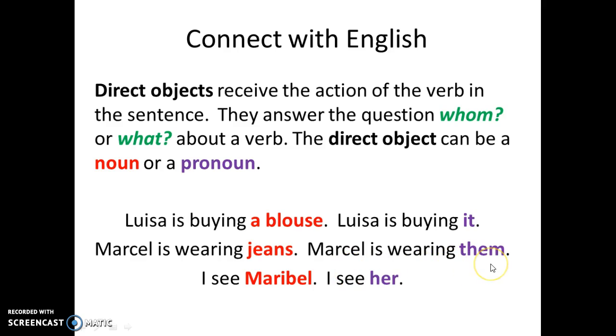Marcel is wearing them. What is Marcel wearing? He's wearing them. Them answers the question what about that verb for this sentence. It is the direct object pronoun. And lastly, I see her. Whom do I see? Her. Her is the answer to the question whom for this sentence. It is the direct object pronoun. So the pronouns replace the nouns in the sentences. They communicate the same idea in a shorter way.